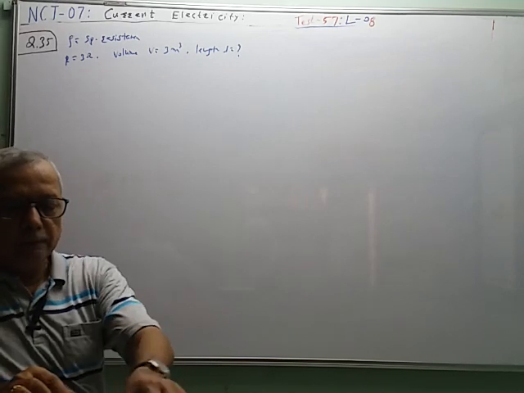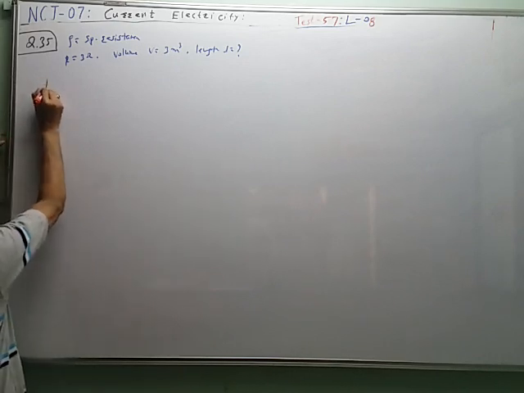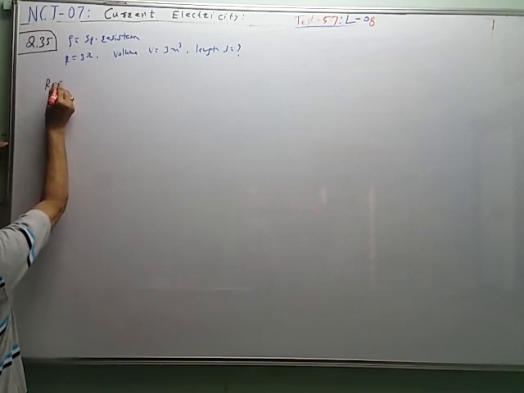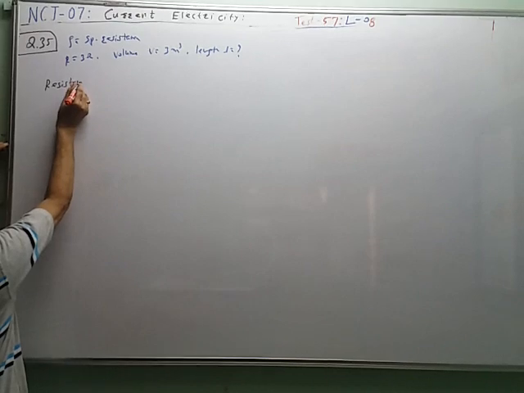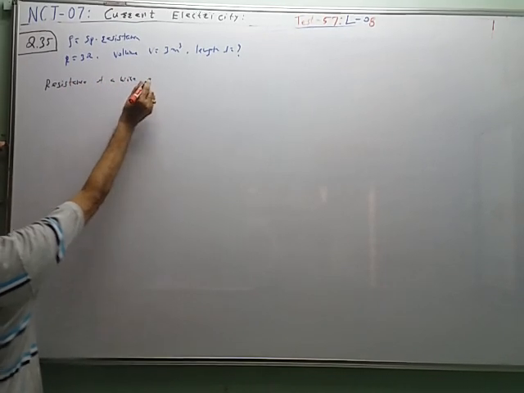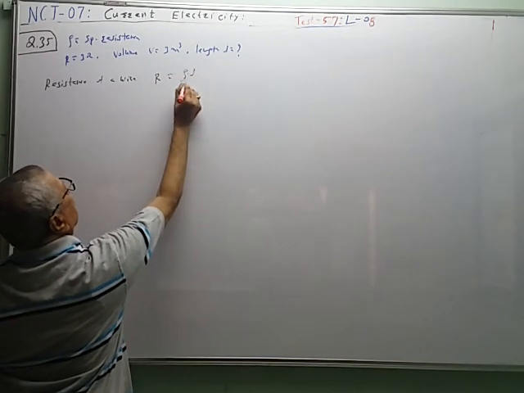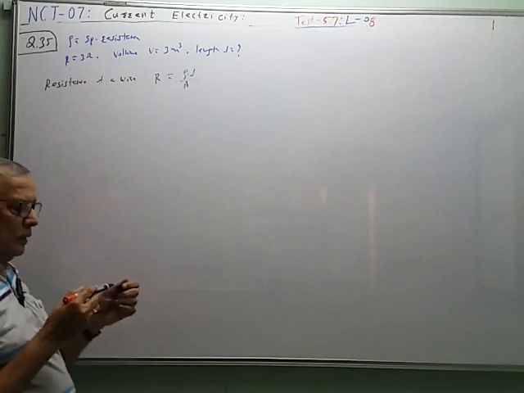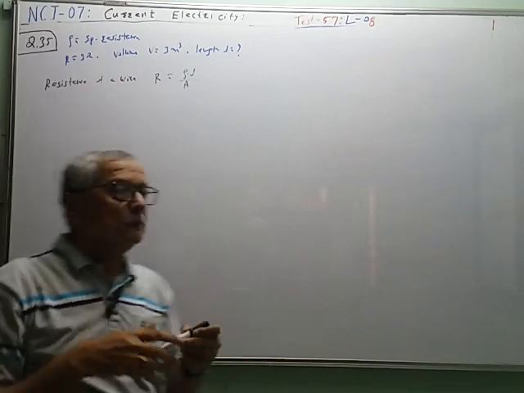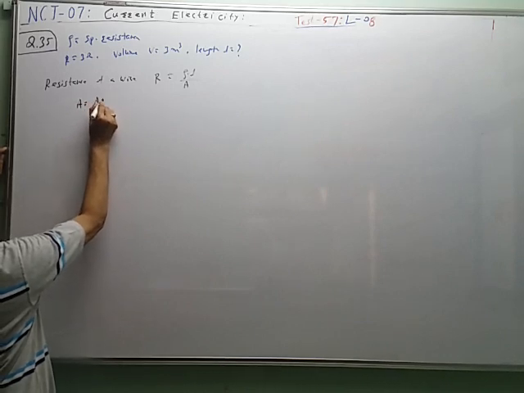So the resistance of the wire R is equal to rho into L upon A, where A is the area of cross section.